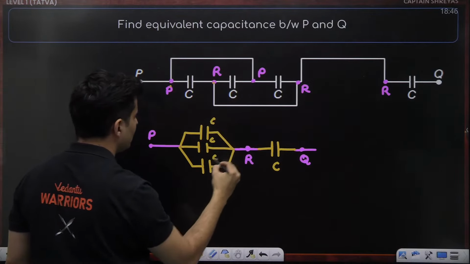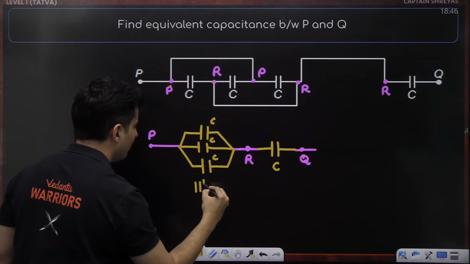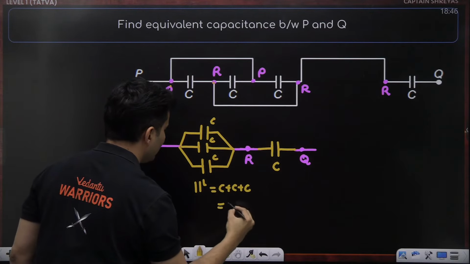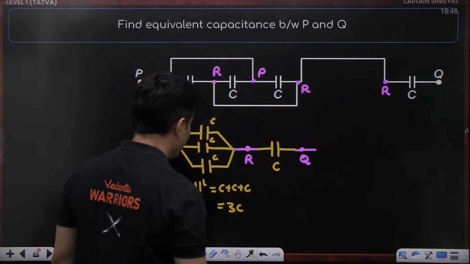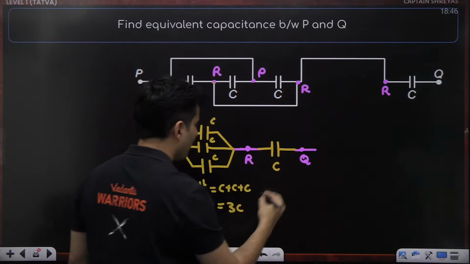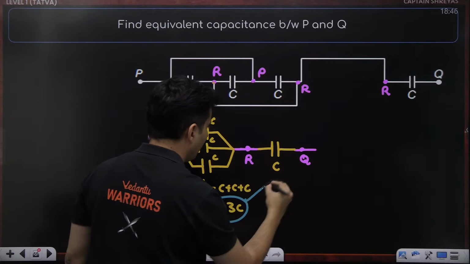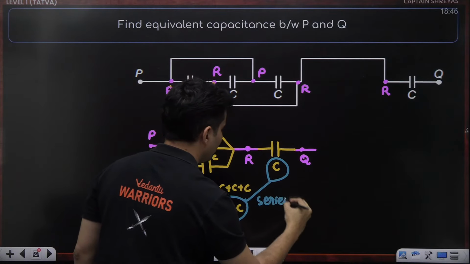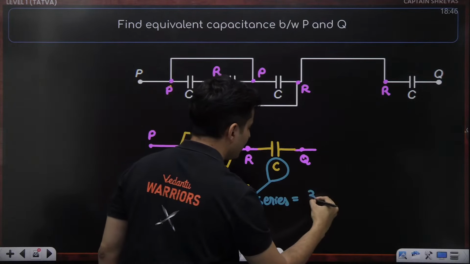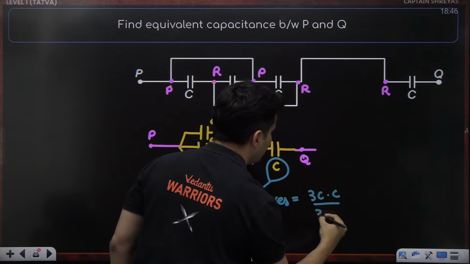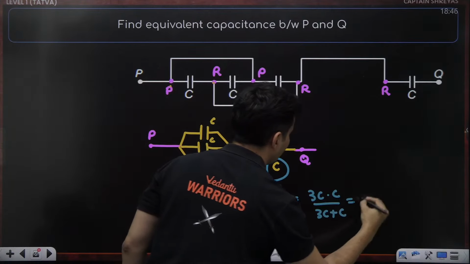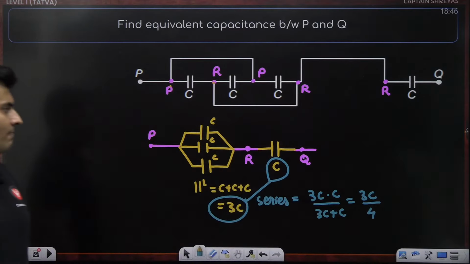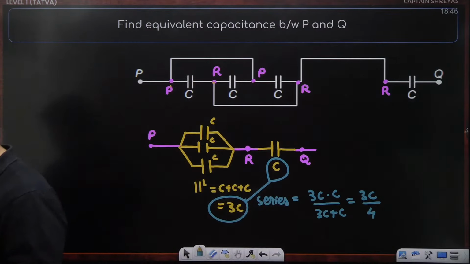C, C, and C. These three, because they are in parallel, hence the capacitance will be C plus C plus C, which is basically 3C. This 3C along with this C, they both are in series. And in series, the combination works like this: C1 C2 upon C1 plus C2. So it will be 3C divided by 4. That is the answer. 3C divided by 4.